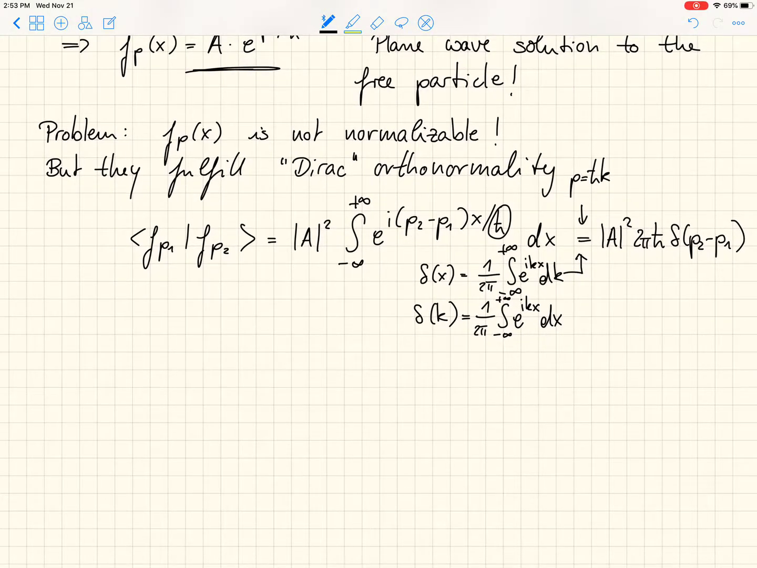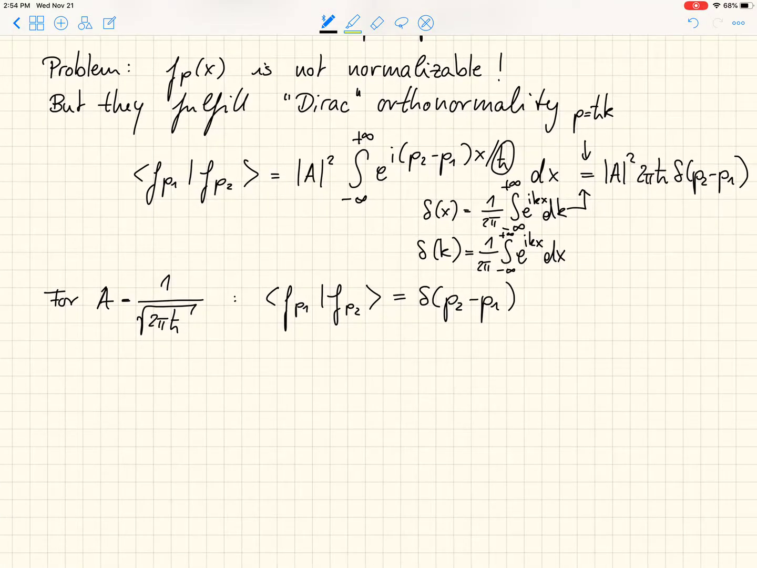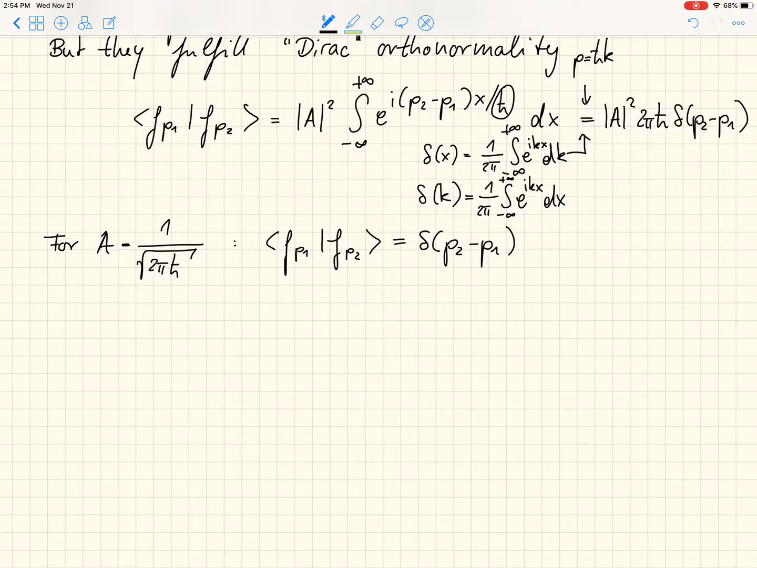And so if we choose a to simply be equal to 1 over the square root of 2 pi h bar, we get a nice relationship for the eigenfunctions of the momentum operator. Just like this. Okay. And this property guarantees that we can write any function in terms of the eigenstates of the momentum operator.